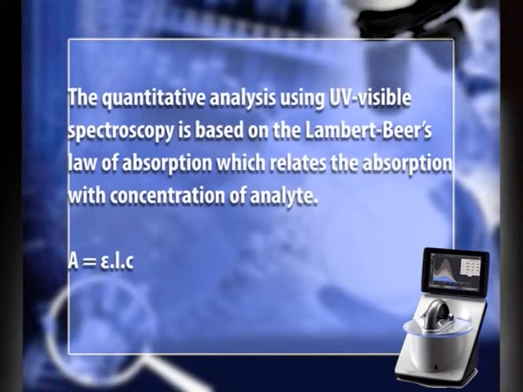The quantitative analysis using UV visible spectroscopy is based on the Lambert-Beer's law of absorption, which relates the absorbance with the concentration of the analyte, which is: absorbance A = ε l c. Thus, from the Lambert-Beer's law, by studying the absorbance, the concentration of the analyte can be determined.